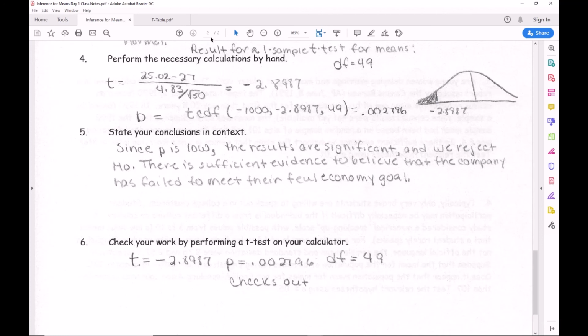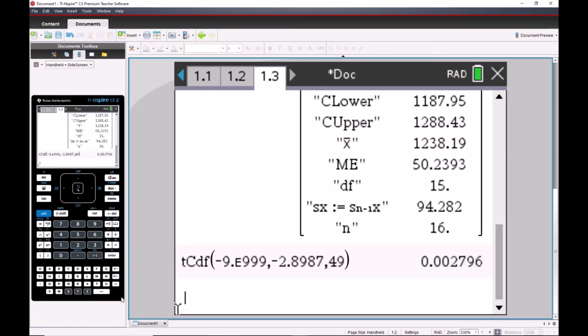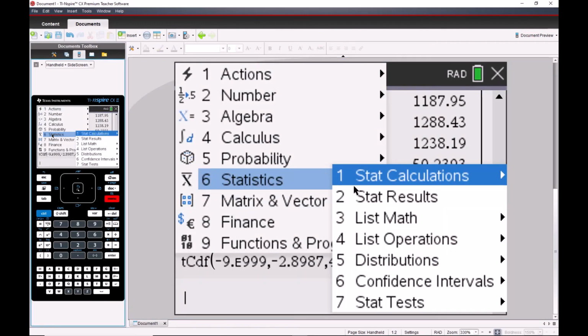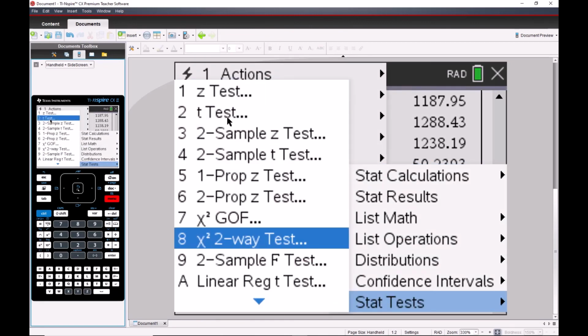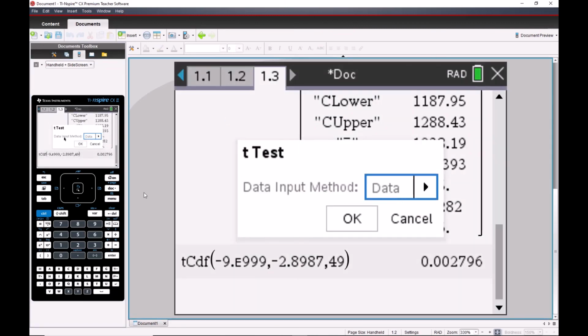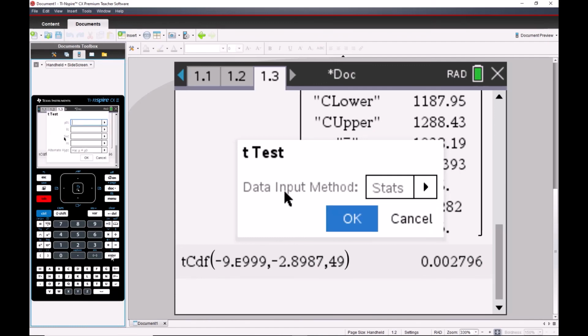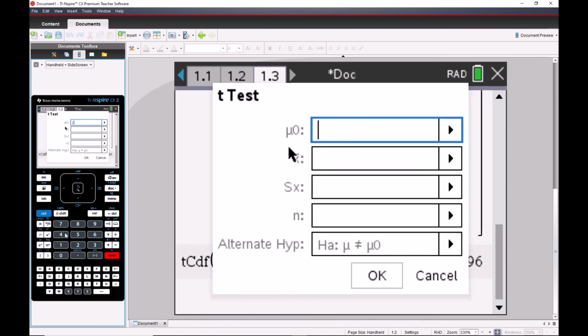But we don't want to do all this mess up here. I don't. So let's just do the t-test on your calculator. All right, so let's get this bad boy up, and we can do it here. Let's go ahead and do menu, statistics, and stat tests. And choice 2 is a t-test. Okay, so the method that we're putting in now is stats. We don't have data in a spreadsheet, so right arrow and down to stats and hit enter. And tab to OK. All right, mu naught was 27, wasn't it? That's your H0 value.